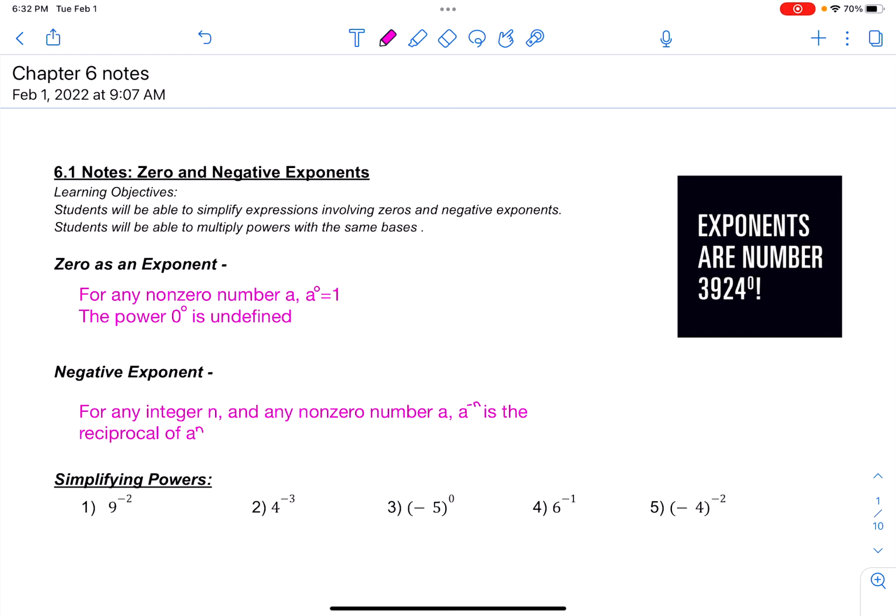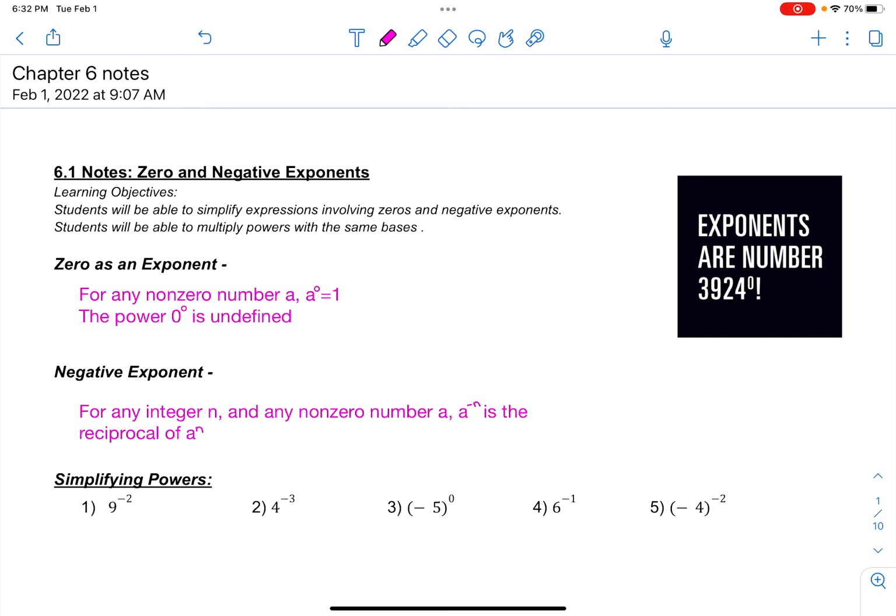So whenever we have a zero as an exponent, that's saying if we have any number, so 2 to the 0 power, 527 to the 0 power, anything like that to the 0 power, our answer is just 1. The only time that this does not work is if we have 0 to the 0 power. In that case, it would be undefined. But for any other number, letter, no matter what, anything to the 0 power is just 1.